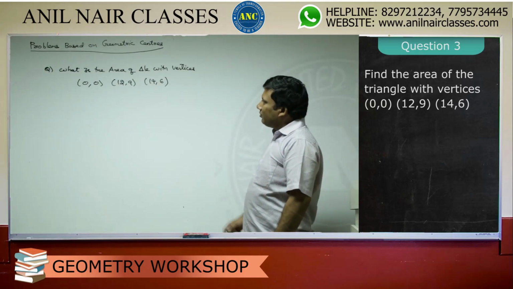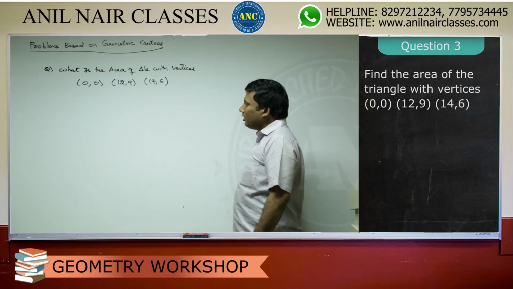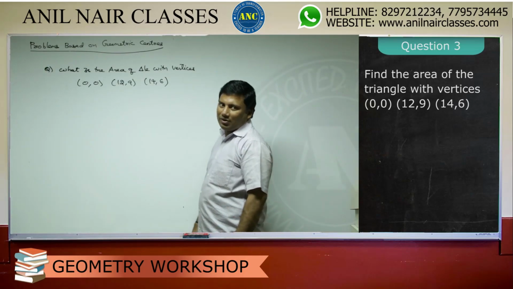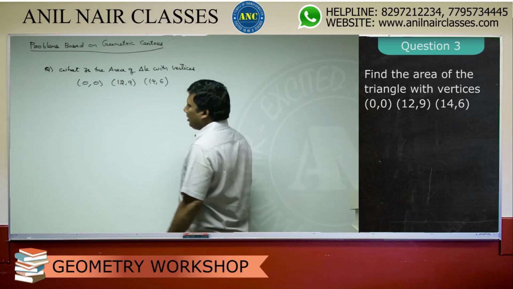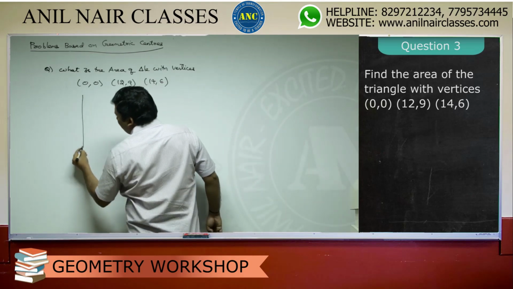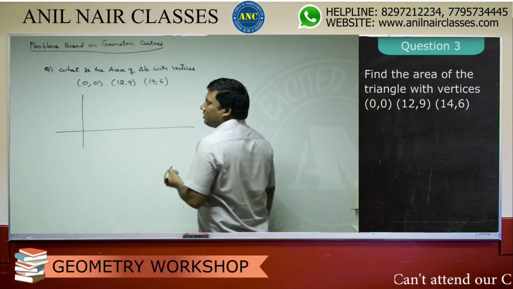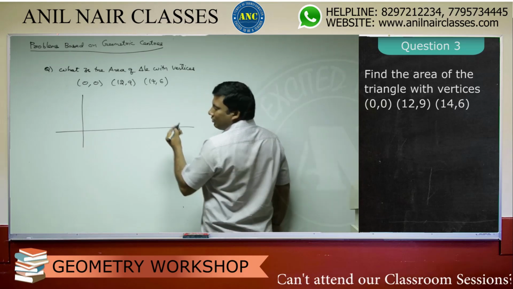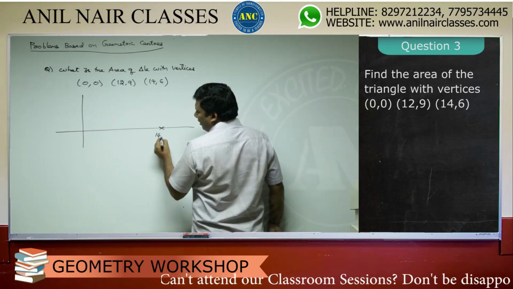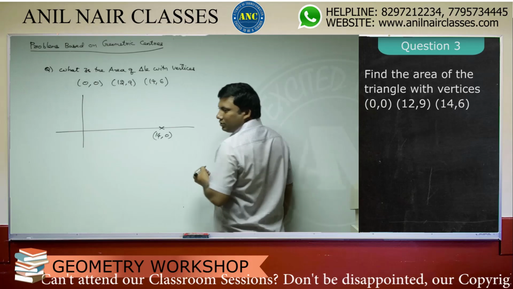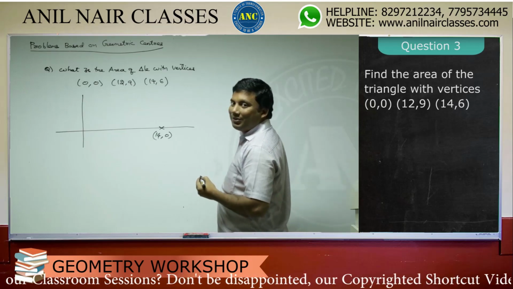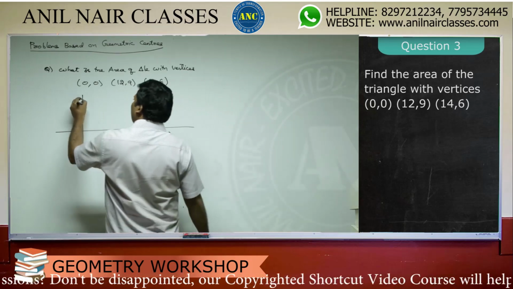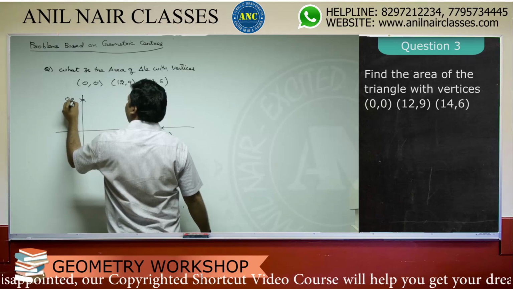In the previous problem, we used a formula, half of x1, y2 - x2, y1. No need of using a formula. Listen carefully. Step number 1. What is the maximum x value? 14. Take a point, 14, 0. What is the maximum y value? 9. So take a value, 0, 9.